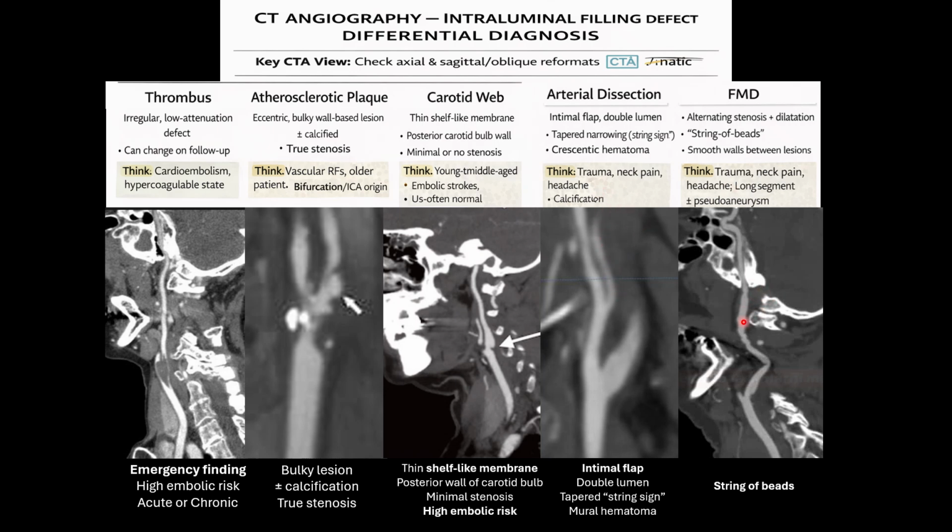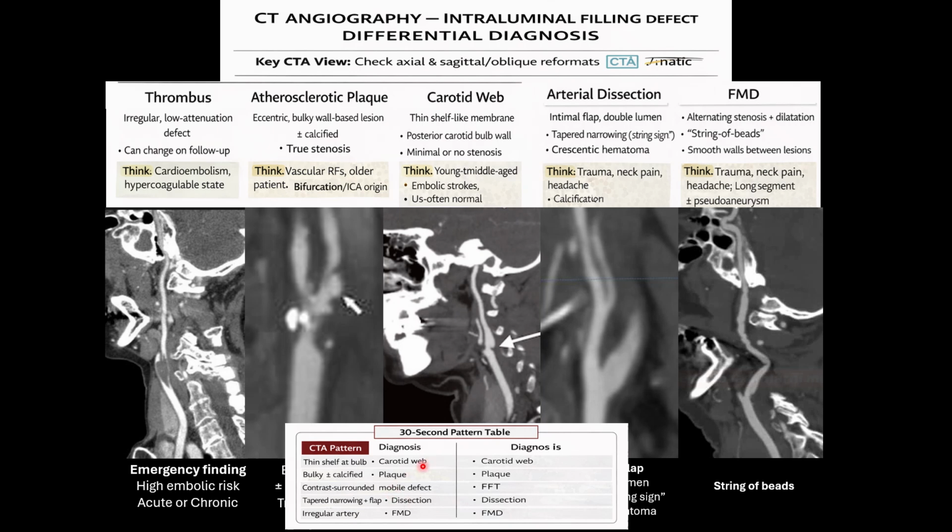FMD is another important cause. It will usually be in the mid and distal ICA, where we see a string of beads appearance. So to summarize, a thin shelf is a carotid web. Thick, large things are usually a thrombus.